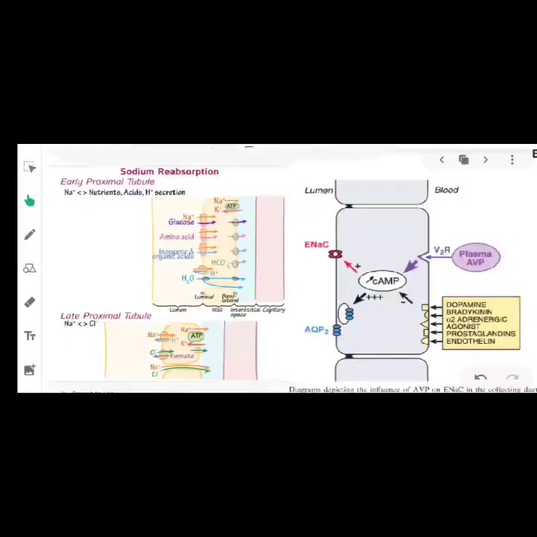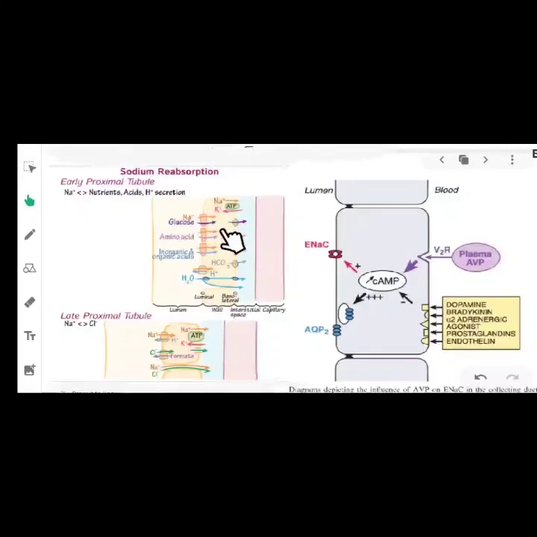Now reabsorption of water. Reabsorption of water occurs in proximal and distal convoluted tubules and collecting duct. So reabsorption of water from the proximal convoluted tubule is the obligatory water reabsorption. Why is it obligatory water reabsorption? Obligatory water reabsorption is a type of water reabsorption which is secondary to the sodium symport.